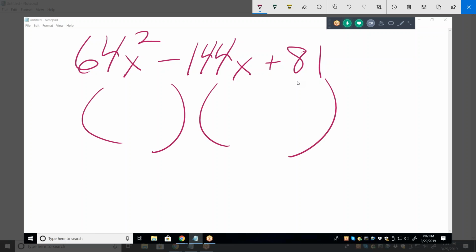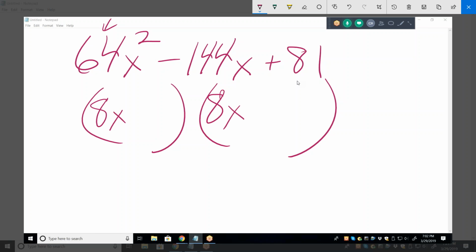Now, usually when they give you big numbers like this, even though the number 64 has about 12 different factors, they're not going to give you the one that requires you to be 64 and 1. They're just not going to do it. What are the two closest factors of 64? 8 and 8. Let's start there. Might not be right. That's a great starting spot.